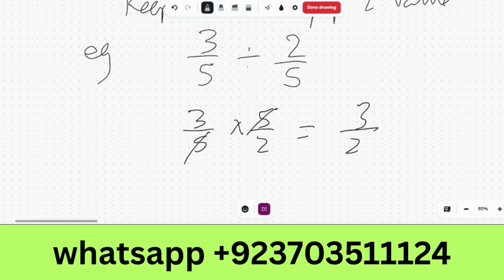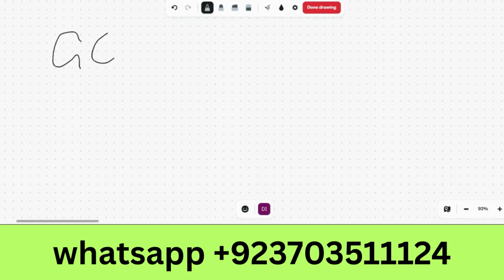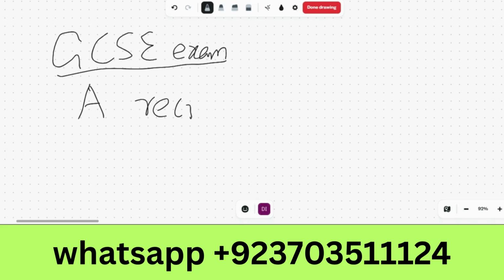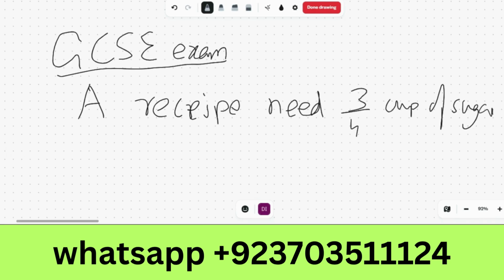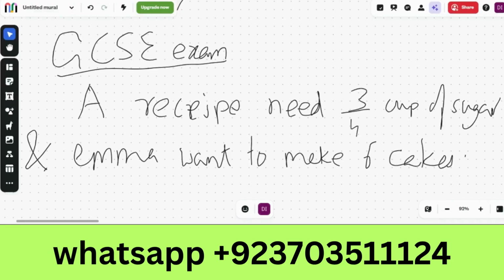Now we have a GCSE exam style question. For example, our recipe needs 3 by 4 cup of sugar, and Emma wants to make 6 cakes. How many cups of sugar will she need?